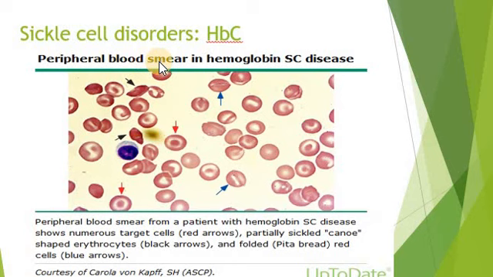This is the peripheral blood smear in the hemoglobin S condition, in which you can see that the patient has numerous target cells. They are partially sickled, not completely sickled. You can see there is no complete sickling, there is partial sickling, and they are folded ones.